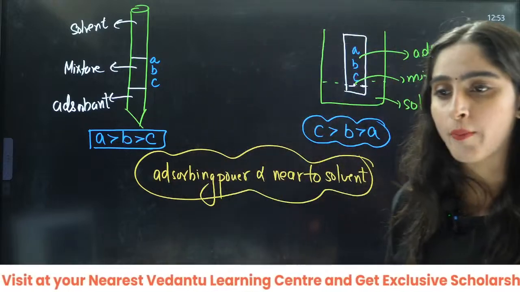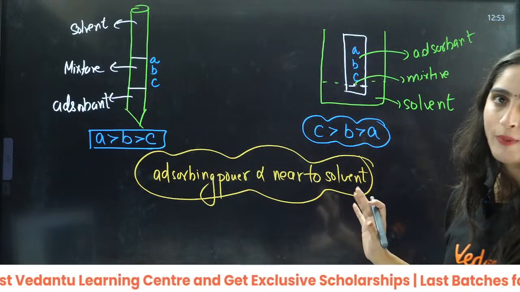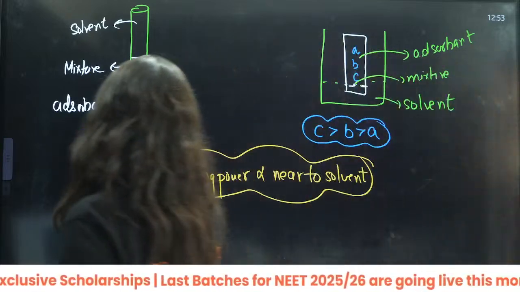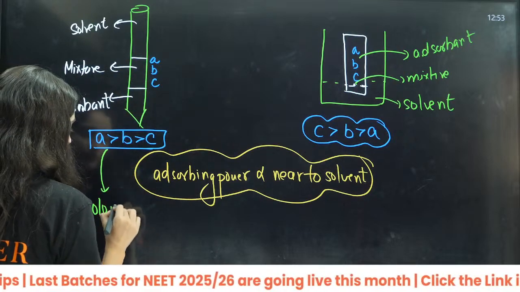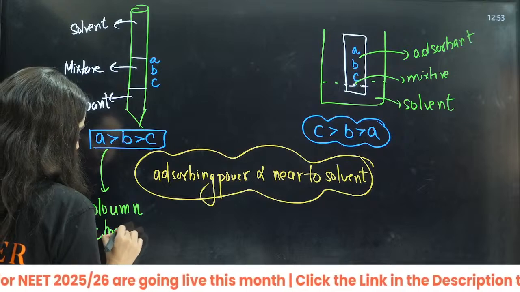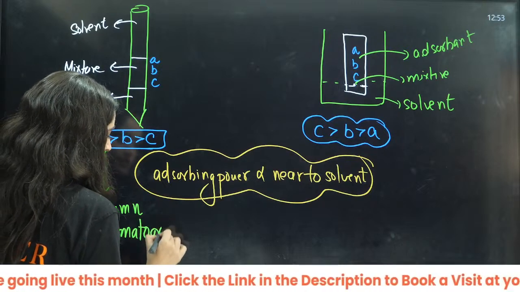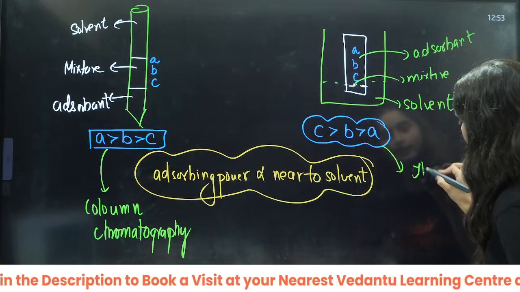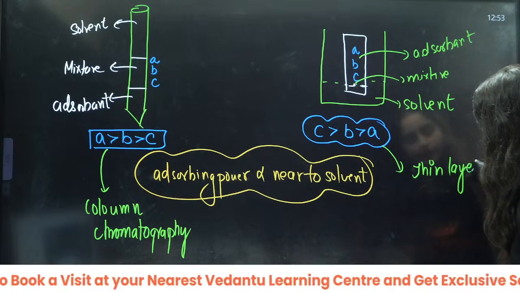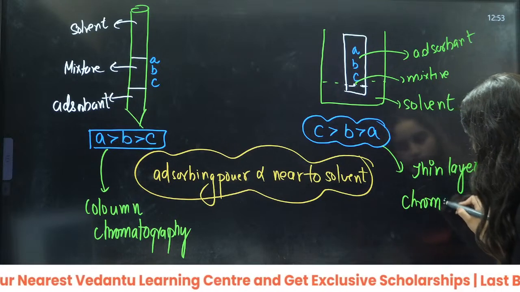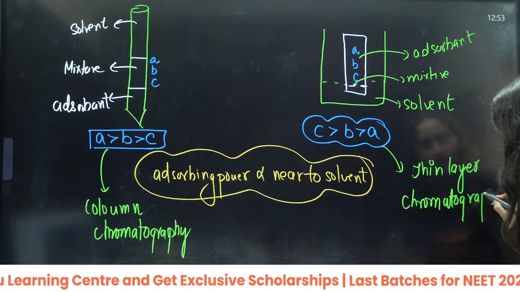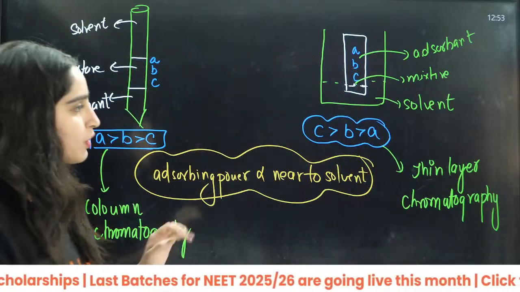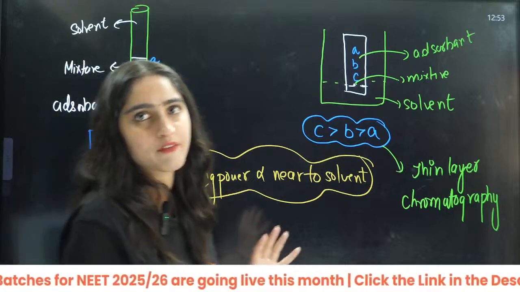And they can ask you the adsorbing power comparison of your thin layer chromatography and your column chromatography. You can write here, this is for column chromatography, and this is for your thin layer chromatography. Now beta, tell me, is that clear to everybody or not? Right? Okay, understood that thing? I think now you will never forget about this.